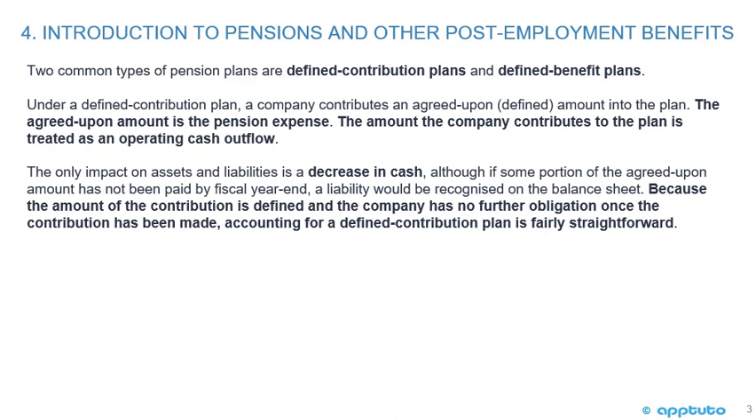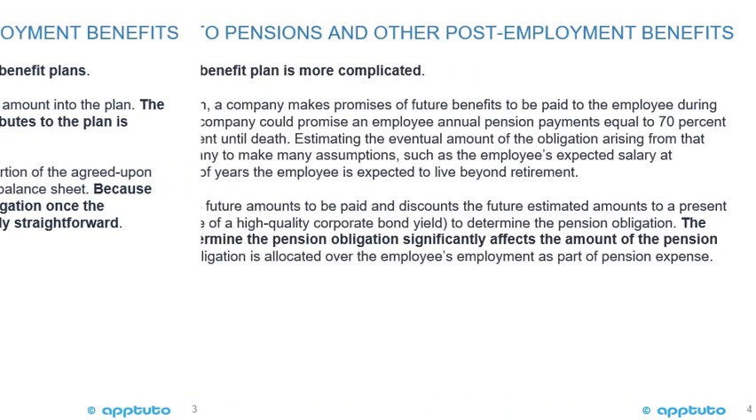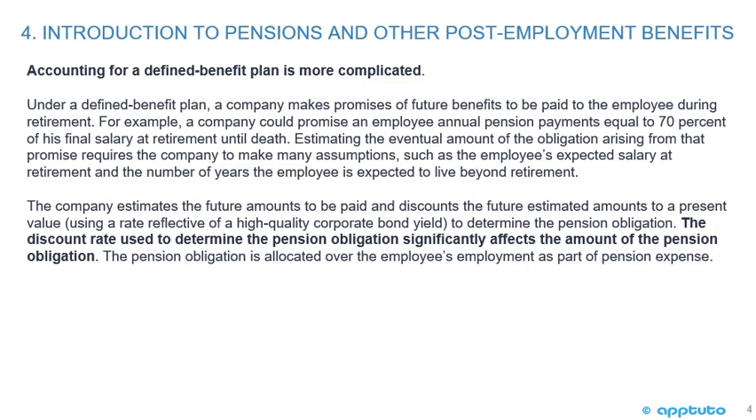Because the amount of the contribution is defined and the company has no further obligation once the contribution has been made, accounting for a defined contribution plan is fairly straightforward. Accounting for a defined benefit plan is more complicated. Under a defined benefit plan, a company makes promises of future benefits to be paid to the employee during retirement. For example, a company could promise an employee annual pension payments equal to 70% of his or her final salary at retirement until death.